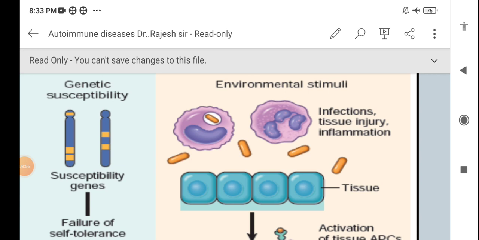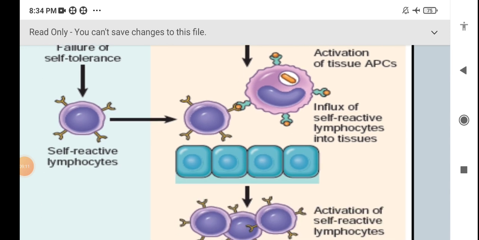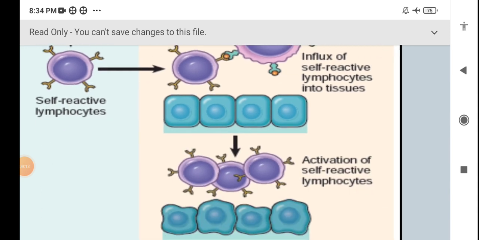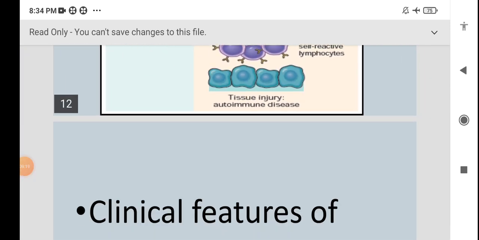the infections, tissue injury, inflammation, action on the tissues leading to activation of the tissue antigen presenting cells, leading to influx of self-reactive lymphocytes into the tissues, causing activation of self-reactive lymphocytes. Tissue injury leading to autoimmune diseases.